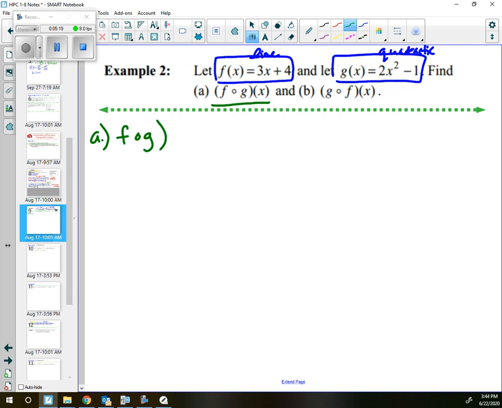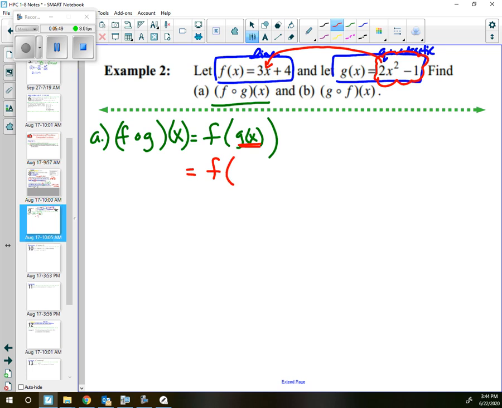So f composed with g of x. Notice how I said that: f composed with g. That open circle means composition. That means f of g of x. I'm going to do some color coding here so we can talk about that. We're taking the rule for g of x, so I'm going to highlight this. The rule for g of x gets substituted into the function f for the x. So it's just like saying f of 2x squared minus 1, because g of x is 2x squared minus 1. I'm going to replace this x with the function g, that entire rule.